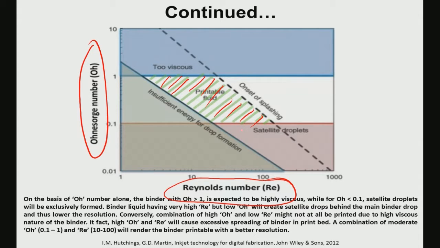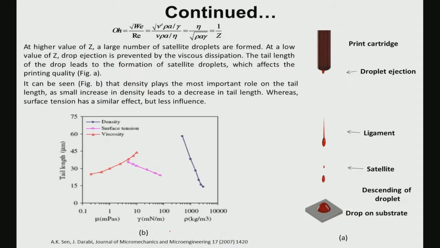So, your chemistry or your binder formulation needs to be tailored to that extent, so that it will have a particular combination. For example, Ohnesorge number should vary between 1 to 0.1, whereas Reynolds number can vary over a large range, somewhere between 5 to 200 or 300. Within that range and this particular area is what is called printable fluid. You cannot arbitrarily select any binder, and you do not expect that binder will be optimum for printing that particular material.